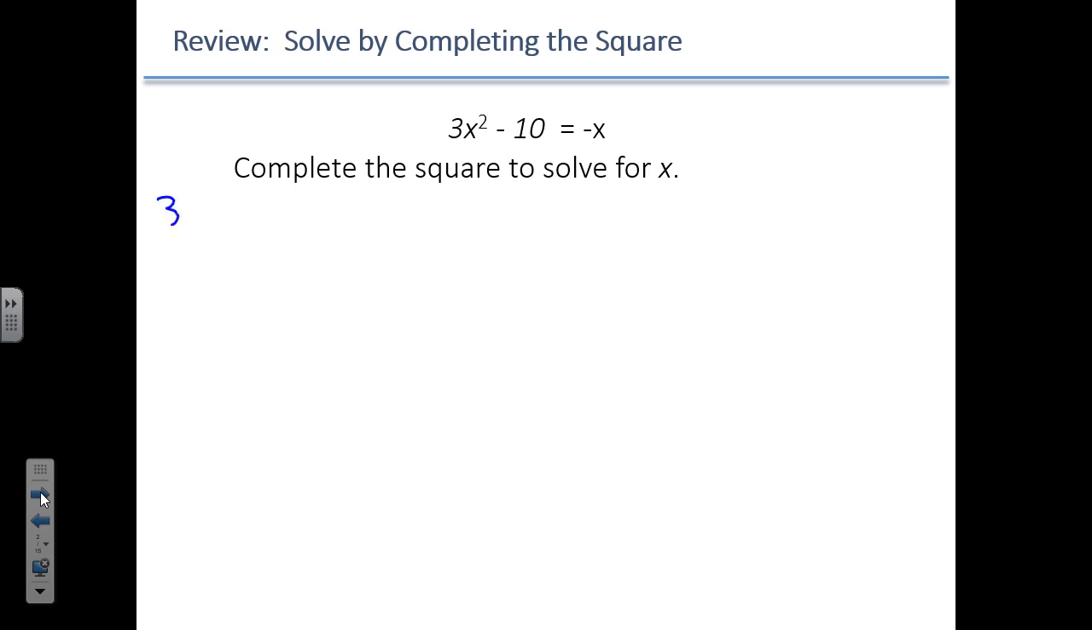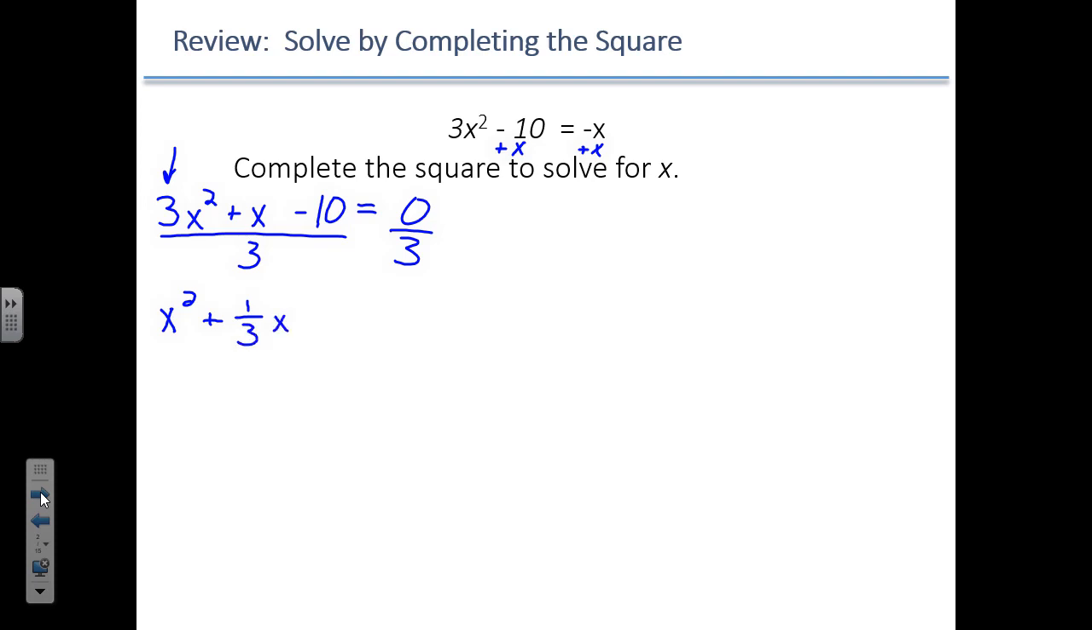You might remember that our first step is to get the x terms together on one side of the equation. So I'm going to add x to both sides here, and we end up with 3x squared plus x minus 10 equals 0. Now the leading coefficient of 3 has to disappear. We need that to become a 1. So let's divide both sides by 3, and we have a new quadratic that is x squared plus 1/3 x minus 10/3 equals 0.